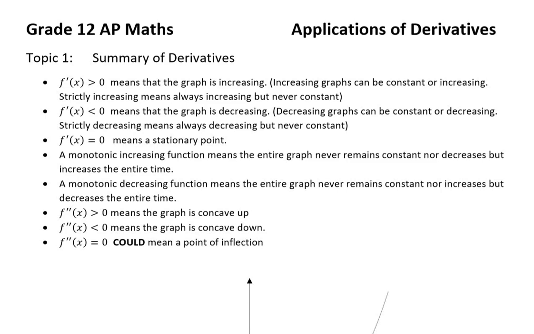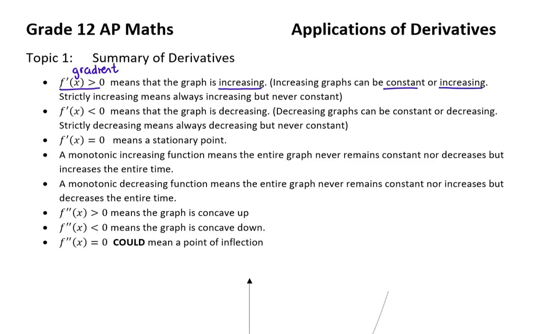So f dash x is greater than 0. That's the first thing that we should know. Remember, f dash means gradient. We know that. Now, if f dash x is greater than 0, it means the graph is increasing, because basically the gradient is positive. Now, this is a new kind of terminology for us. Increasing graphs can be constant or increasing.